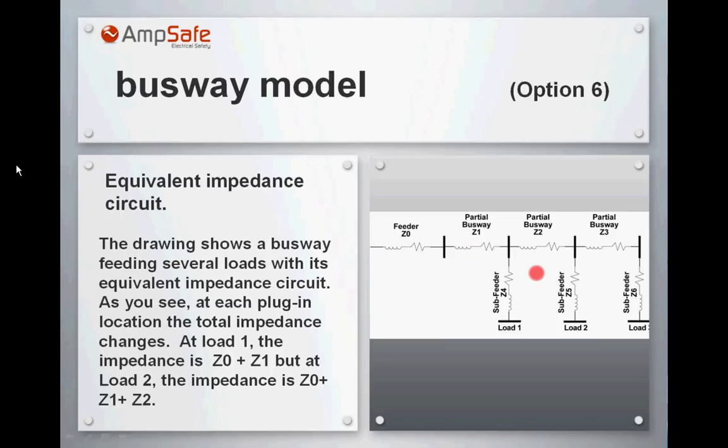Now, if we are exact, we have to know what is the impedance per foot in this busway, and therefore we can assign a number for the distance and the impedance per foot, and we will be able to have the impedance for this exactly, and so for the impedance for that, and so for the impedance for that. But that's not what we normally do in the field.